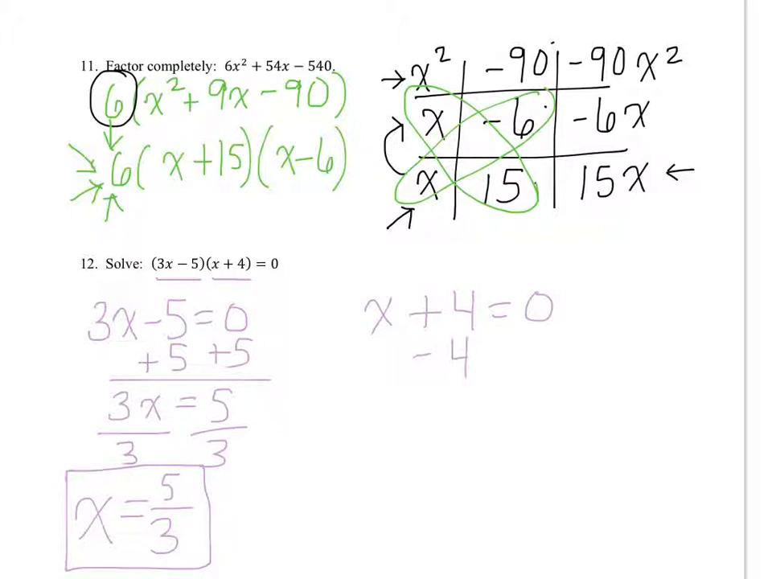So same thing here, subtract 4 from both sides, and you get x equals -4. This means if you were to graph this parabola, the zeros would be at -4 and approximately, well, not approximately, they would be at 1 2/3.